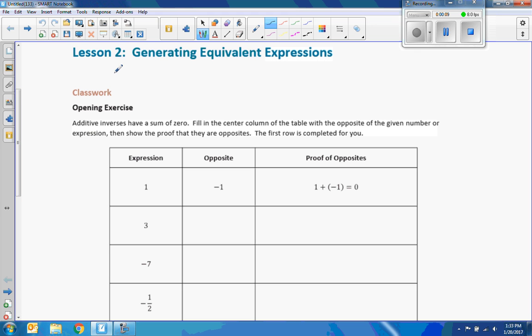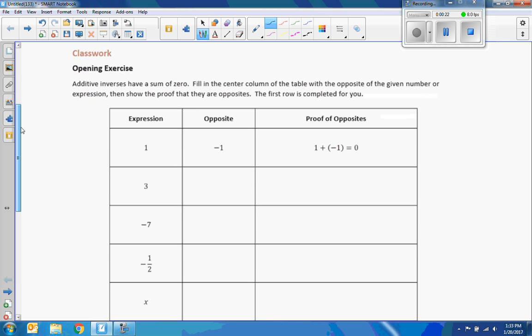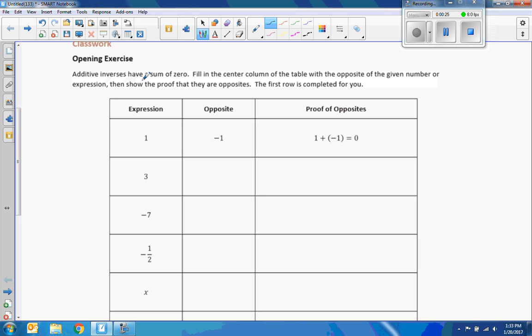This is lesson 2 from module 3, generating equivalent expressions. Equivalent meaning they have the same value but aren't exactly the same. So the classwork for the opening exercise was to take the additive inverse, have a sum of 0. Fill in the center column of the table with the opposite of the given number or expression. Then show the proof that they are opposites. First row is completed for you.